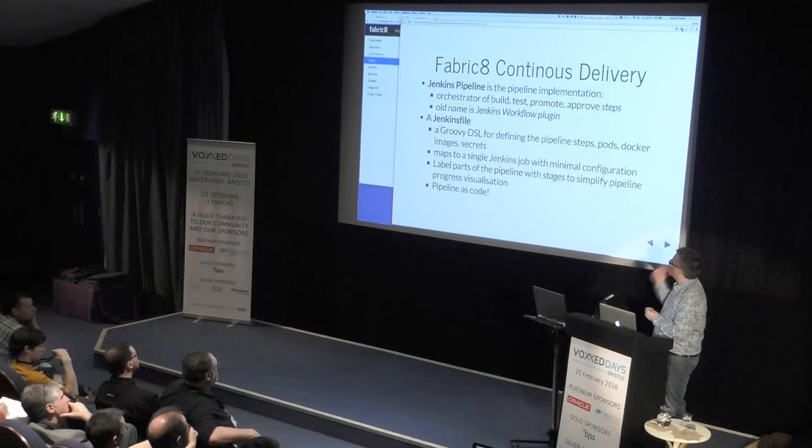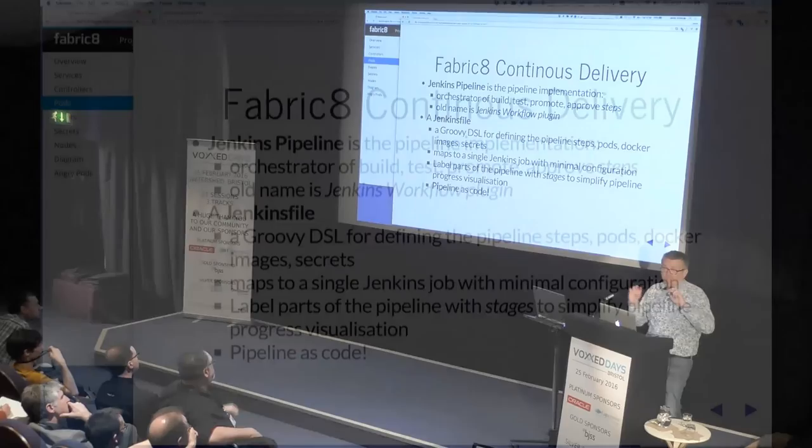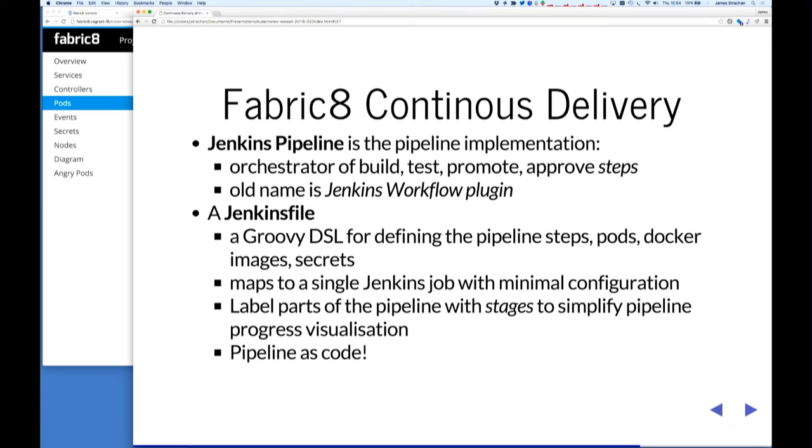The implementation of continuous delivery in Fabric8 uses something called Jenkins Pipeline, which is a new thing in Jenkins, part of Jenkins 2.0. It was previously called Jenkins Workflow Plugin, just to confuse us all, because there's not enough Jenkins plugins in the world. So Jenkins Pipeline is the daddy, right? If ever you're thinking about doing anything CD, look at Jenkins Pipeline. Right now it's called Jenkins Workflow, but Jenkins Pipeline is the official name for it.